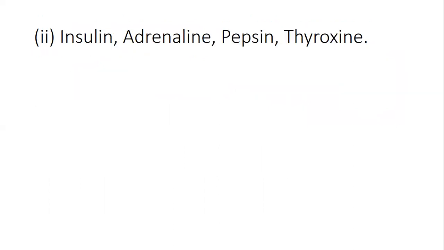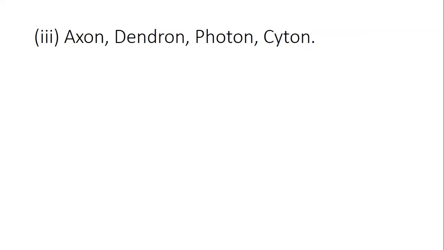Now the second is insulin, adrenaline, pepsin, and thyroxine. If you see, pepsin is the odd one out. Rest all are hormones. Category is hormones. Pepsin is not a hormone; it is a digestive juice. Then axon, dendron, photon, and cyton. From here you can clearly make out axon, dendron, cyton are parts of the neuron, whereas photon will be the odd one out.